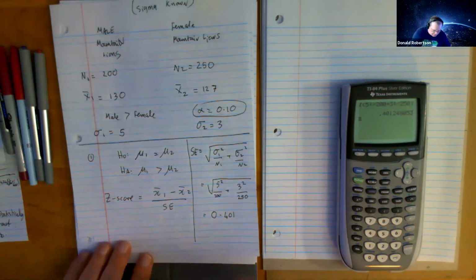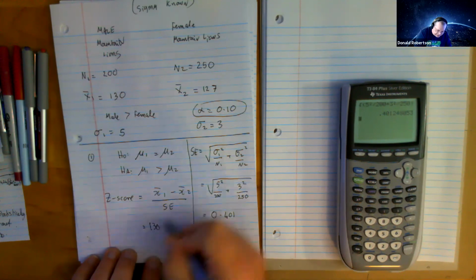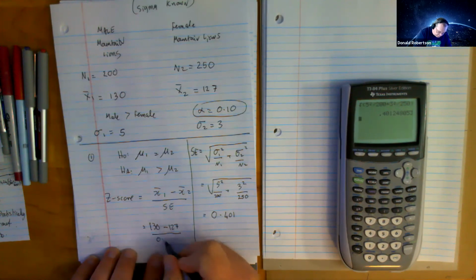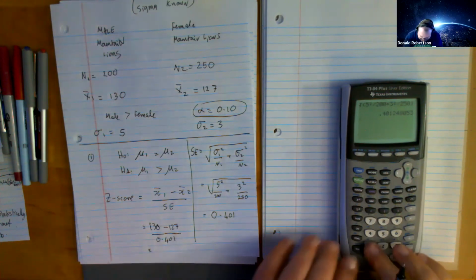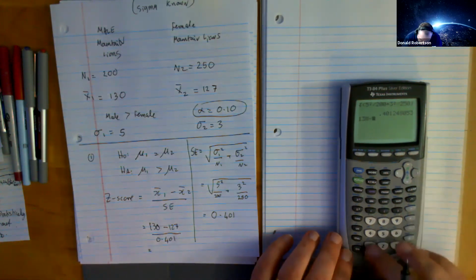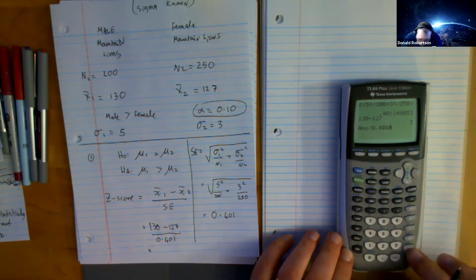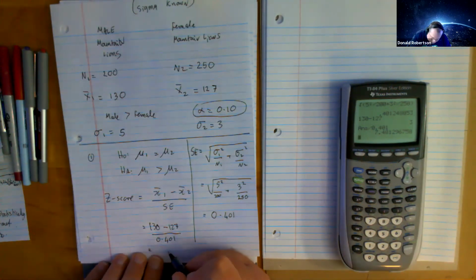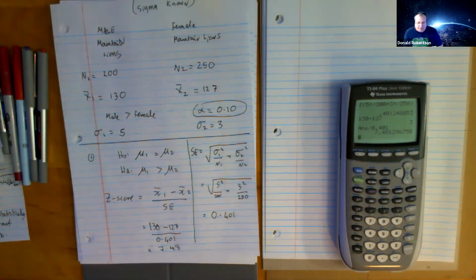Now, this particular one was 130. This one is 127. And it's going to be divided by 0.401. So I'm going to get a Z-score. I'm going to go 130, take away 127, and then divide that by 0.401. And I get a Z-score of 7.48. Do you think that's going to be statistically significant, that Z-score?